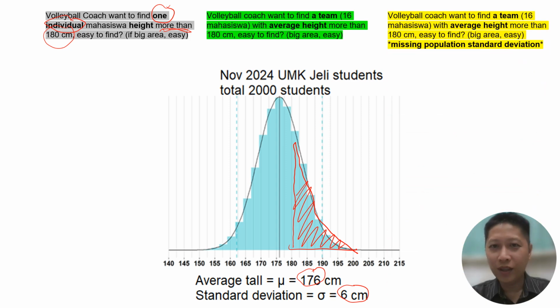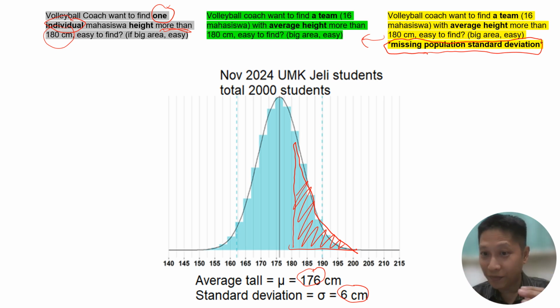The third scenario is similar to the second scenario, except that there is no information about the population standard deviation. We don't have this number. So still, is it easy to find this team? The average of this team, 16 students, is 180 cm or above.